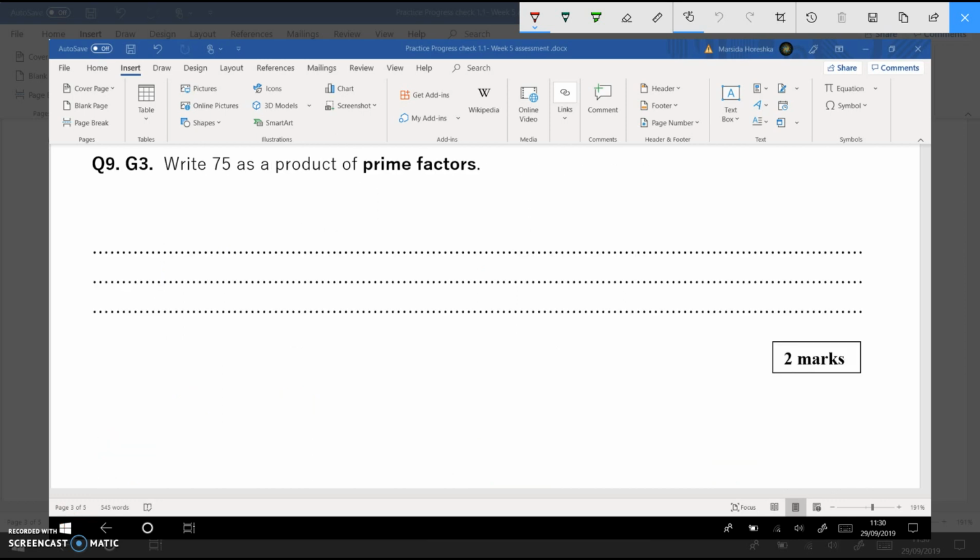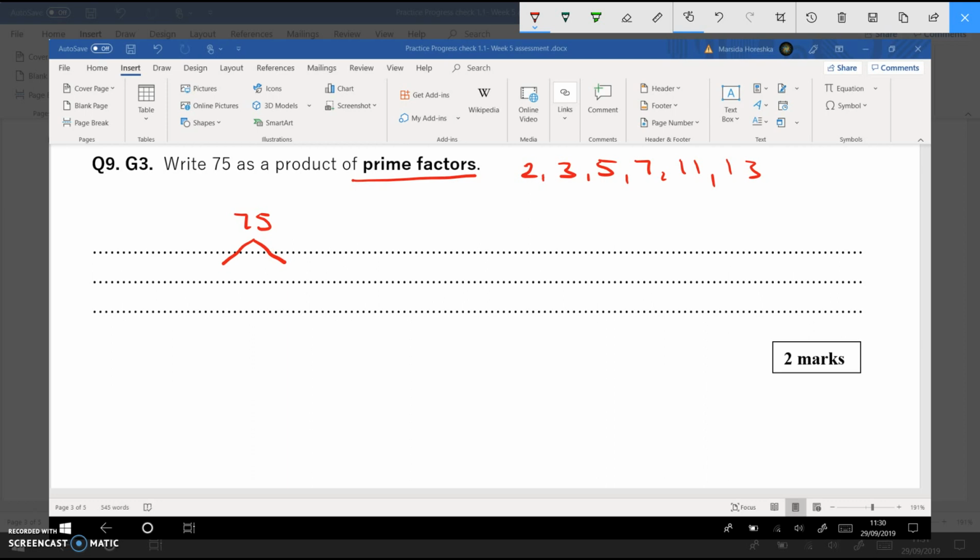Question number 9. Write 75 as a product of prime factors. Prime factors are factors of the number which are prime. So we'll write some prime numbers to help us. We've got 2, 3, 5, 7, 11, 13, and so on. So I'll write 75 to begin with, and I'll find two factors of 75, or two numbers that would multiply to give us 75.